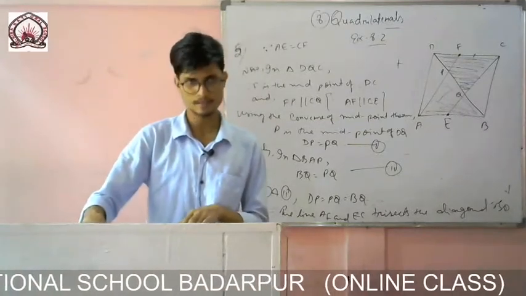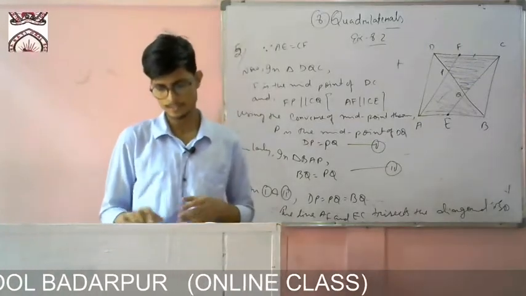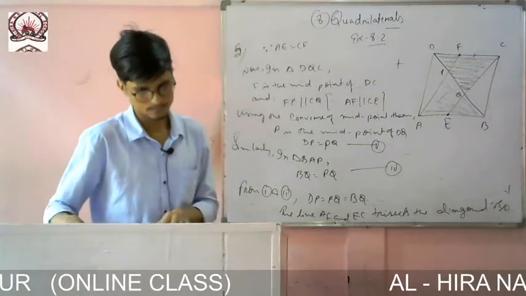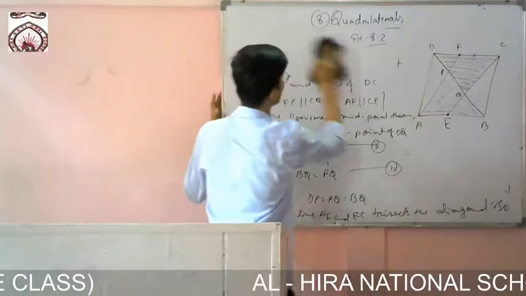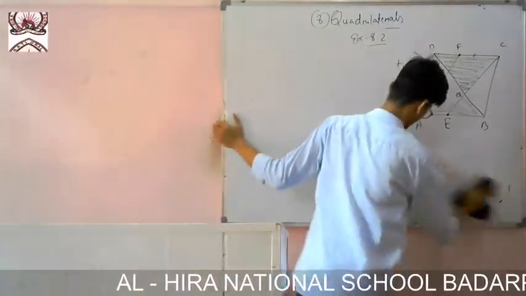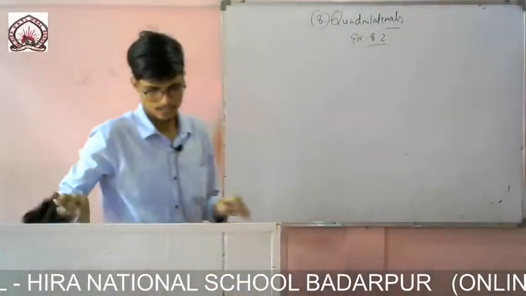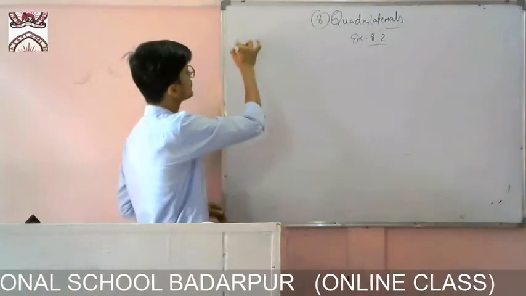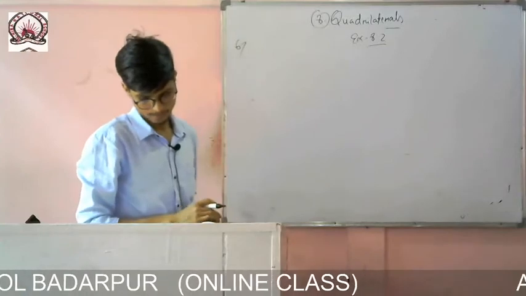Show that the line segment joining the midpoints of the opposite sides of a quadrilateral bisect each other. Okay, so give me a moment. Very easy sum. Next one also. Just give a little concentration, you will easily understand. It is given that the line segment joining the midpoints of the opposite sides of a quadrilateral bisect each other.